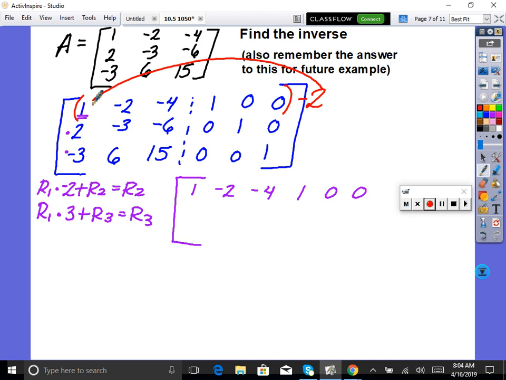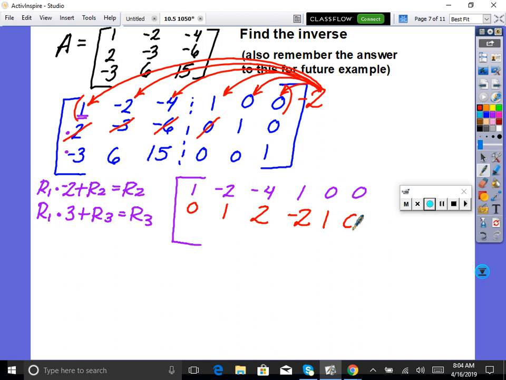So here we go. Negative 2 times 1 is negative 2. Negative 2 plus 2 is 0. Negative 2 times negative 2 is 4. 4 plus negative 3 is 1. You can see how crossing them out kind of makes it nice. Kind of keeps your eyes in the right spot. Negative 2 times negative 4 is 8. 8 plus negative 6 is 2. Negative 2 times 1 is negative 2. Negative 2 plus 0 is now negative 2. Negative 2 times 0 is 0. 0 plus 1 is 1. Negative 2 times 0 is 0. 0 plus 0 is 0.